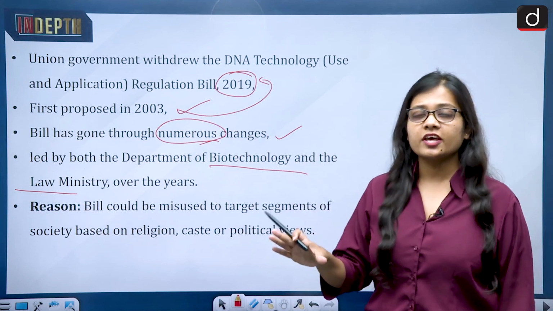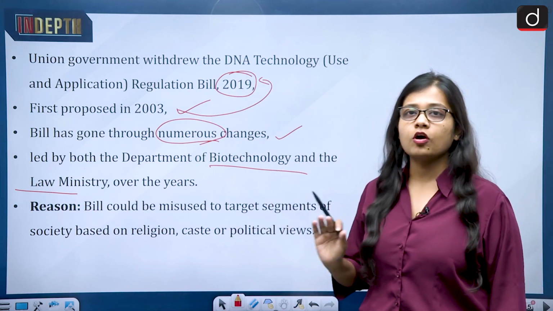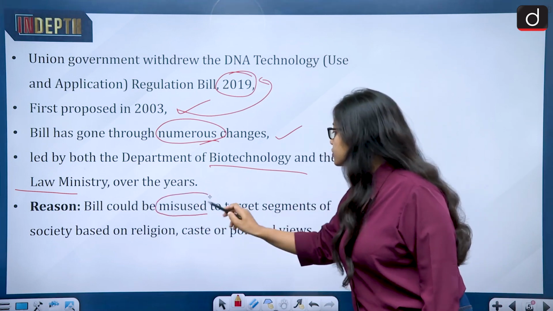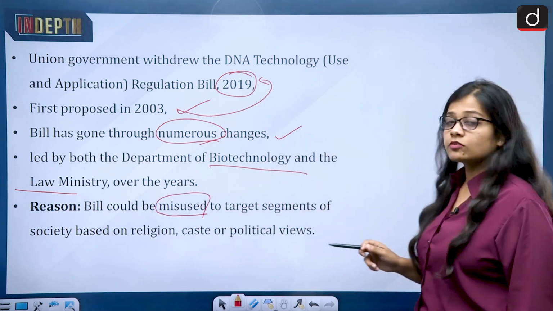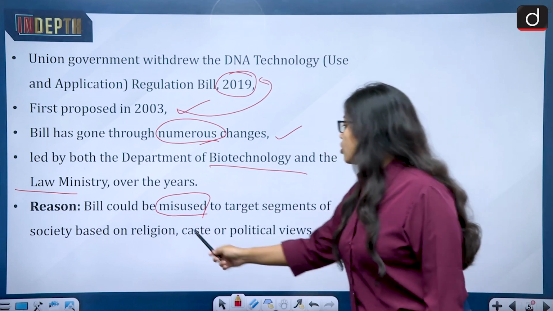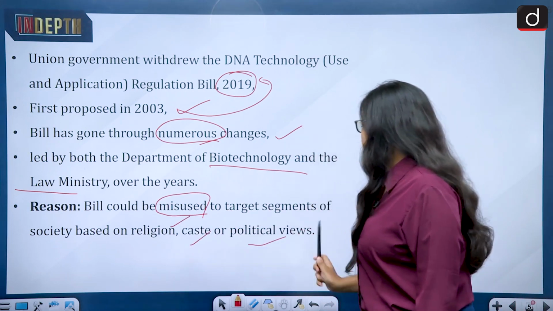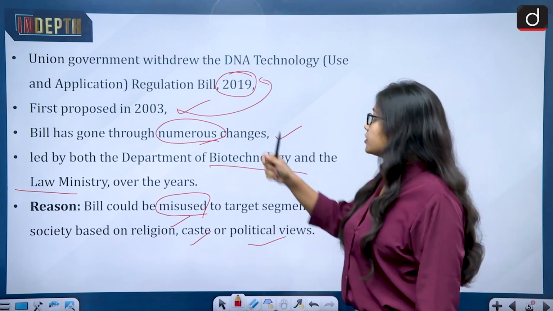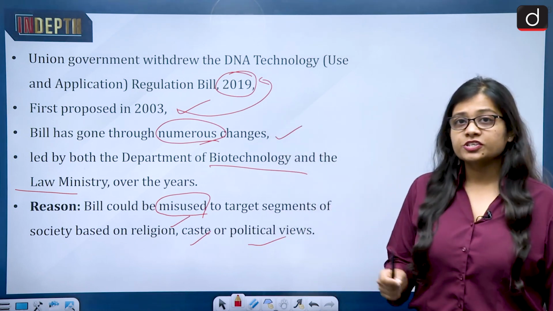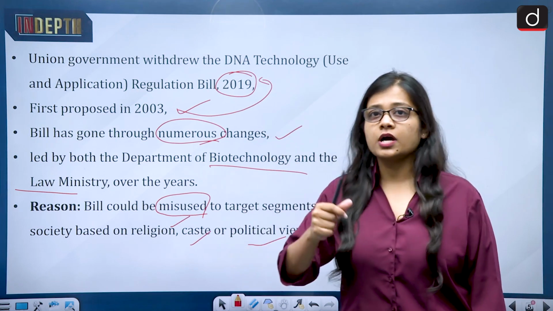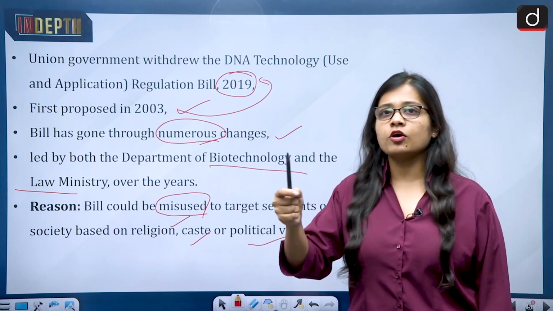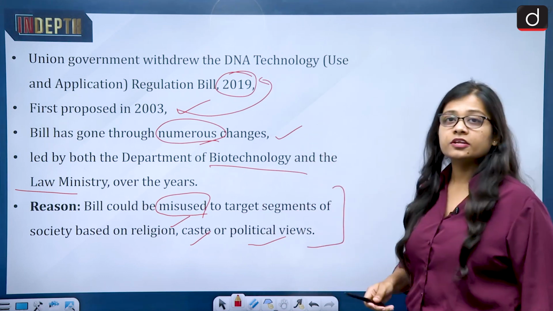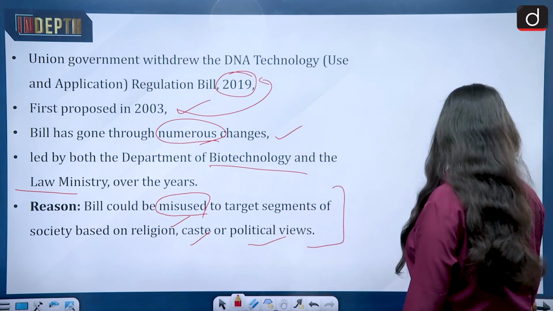The reason that has been given for the withdrawal of the bill is that the bill could be misused to target segments of society based on religion, caste and political views. So it has been said that this DNA technology regulation bill can be misused against a particular section of society. This is the reason given for the withdrawal of the bill.